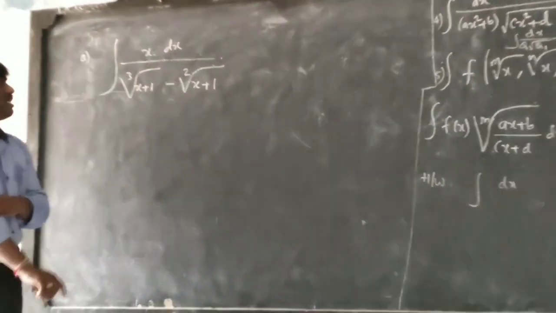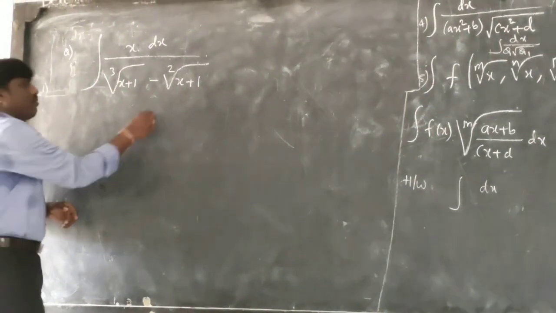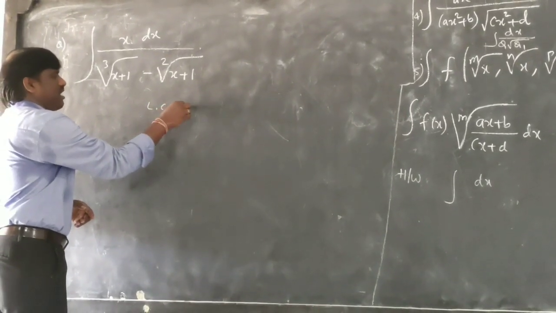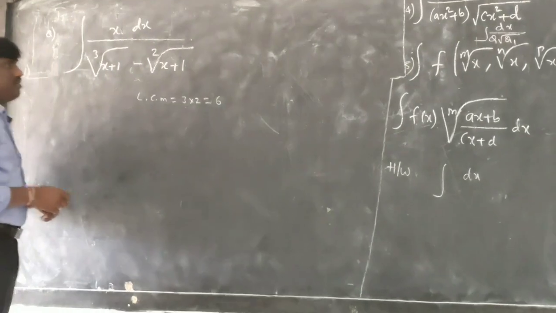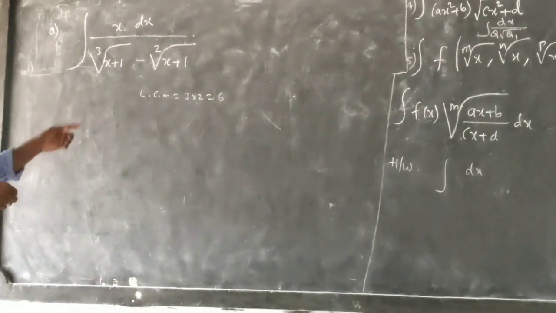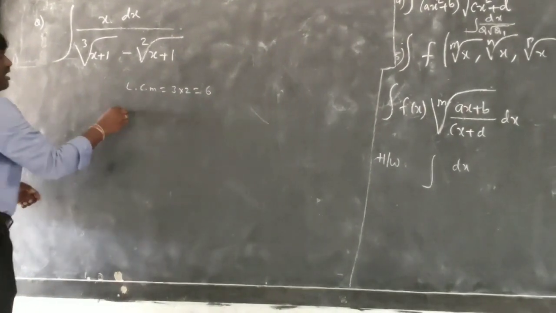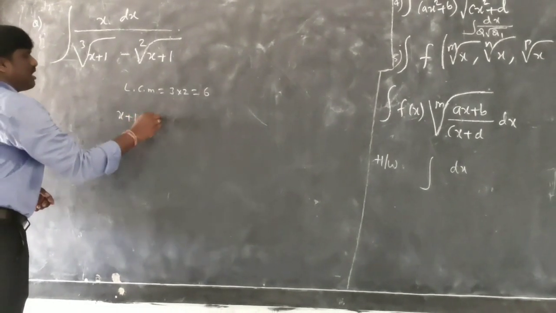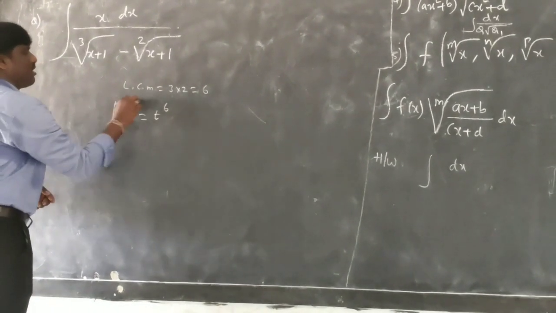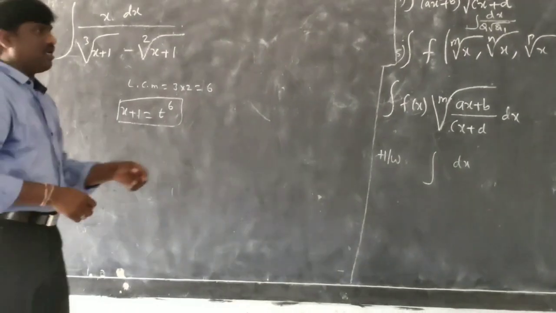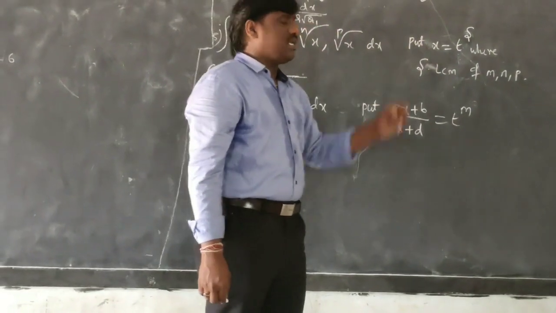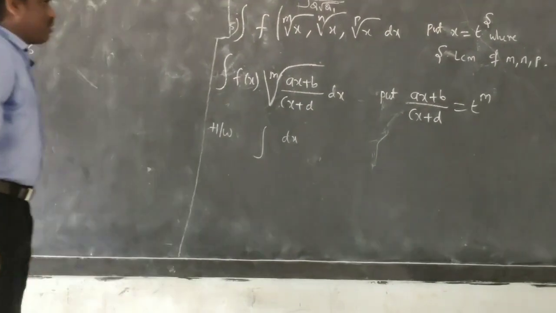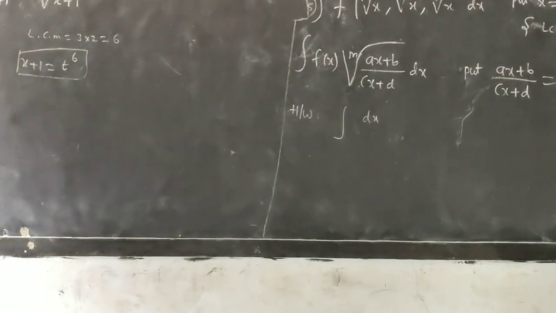So what I do here, the LCM of 3 and 2. What is the LCM of 3 and 2? That is 6. 6 is the LCM. So what I do here, I can take this x plus 1 as t power 6. According to that rule, here x is x plus 1 there. So t power 6 we can take.